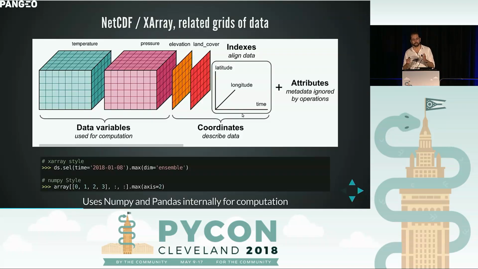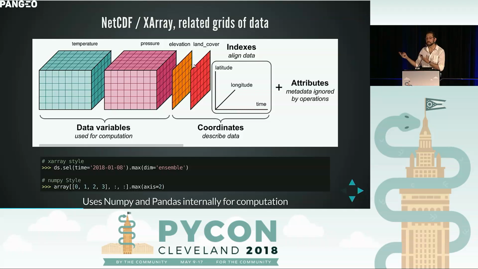So let's look briefly at NetCDF and XArray. These libraries manage collections of regularly gridded, homogeneously typed data, like NumPy, but they have many different arrays. So you might have a few arrays, like the temperature and the pressure, that might be three-dimensional. You might have other arrays, like the land cover or the elevation, that might be two-dimensional. You might have indexes and axes, like the longitude and time. And these libraries collect all of these different arrays into one cohesive unit, so you can do things like take an average over time, and it will average everything appropriately.